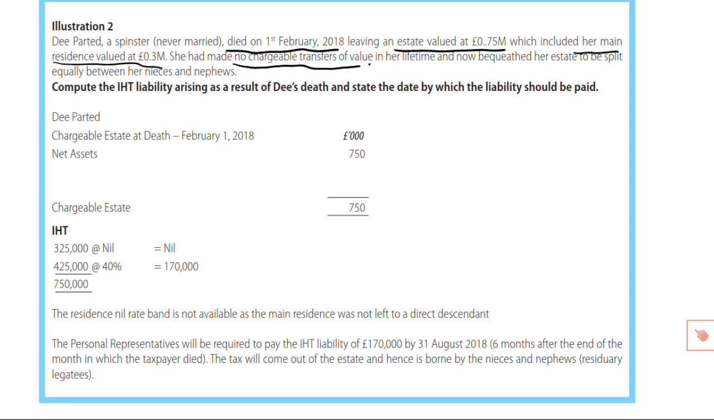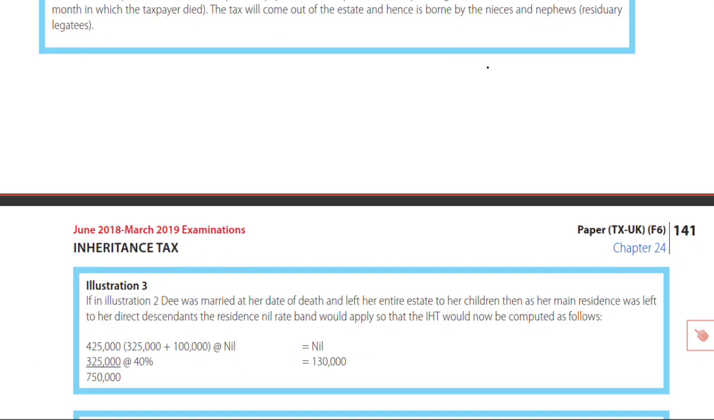She'd made there no chargeable transfers in lifetime and bequeathed her estate, critically here, to be split between her nieces and nephews. So even though there is a main residence in that estate, there is no residence nil rate band because it went to nieces and nephews. So back there was no lifetime transfers. We simply applied the nil rate band against the death estate.